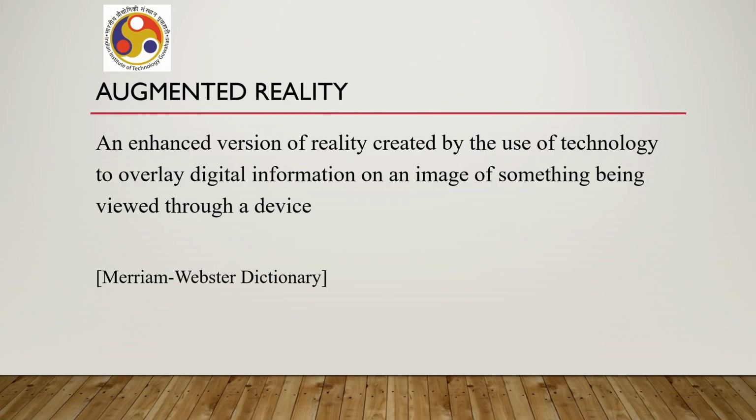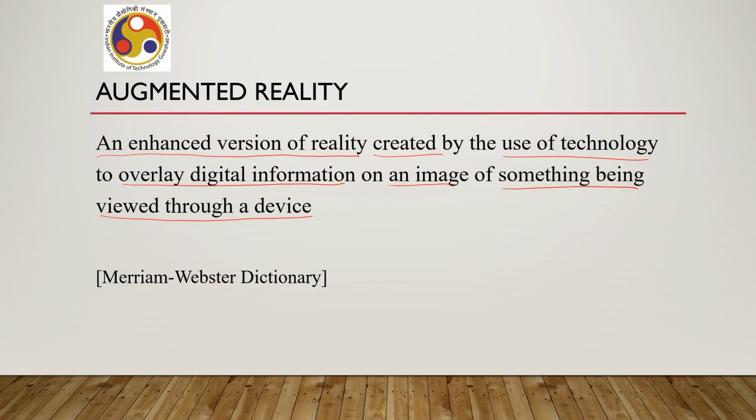Now like VR, AR also is a combination of two terms, augmented and reality. Reality we have already seen the definition of. Augmented, of course, is when we are adding something to our sense of reality. Now together, like before, we can go by the definition of augmented reality as per the dictionary. So what is augmented reality? Like virtual reality, we are using the Merriam-Webster dictionary definition, which says that augmented reality is an enhanced version of reality created by the use of technology to overlay digital information on an image of something being viewed through a device. We will see what this definition implies.